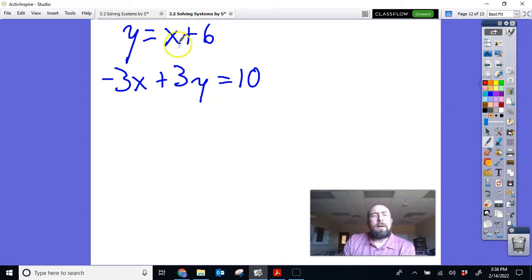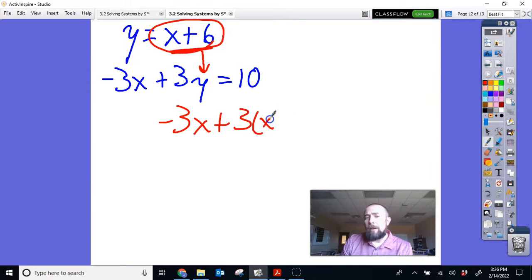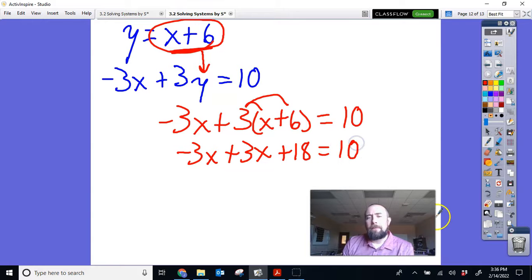If I plug this in for the y, like we've been doing, because it's already perfectly set up for it, you're going to have some that are great for the substitution method. I'm going to go ahead and warn you ahead of time: the reason we have another method called the addition method is because sometimes the substitution method sucks. So if I plug that in right here, 3 times x, 3 times 6, you're going to end up with positive 3x plus 18 equals 10.